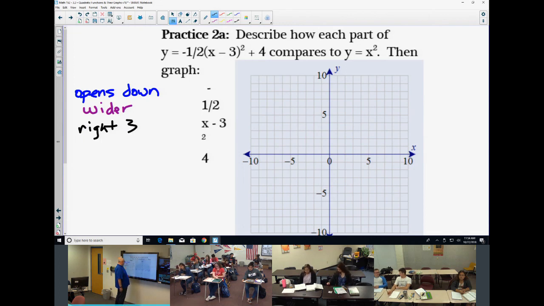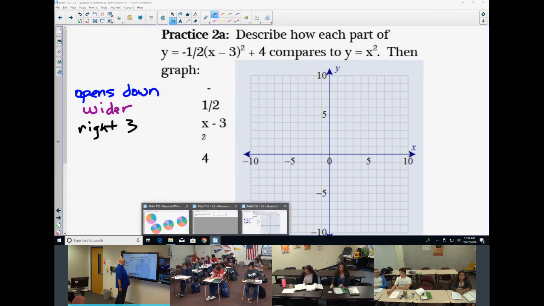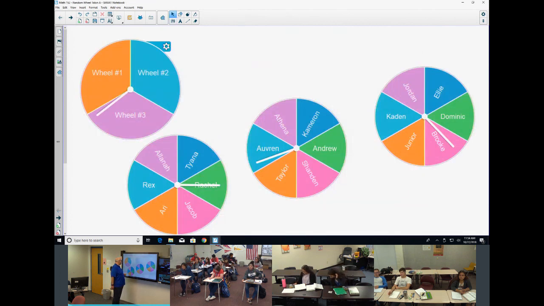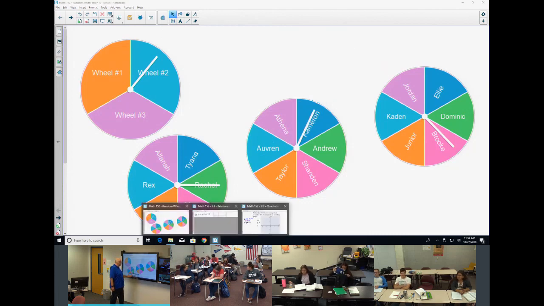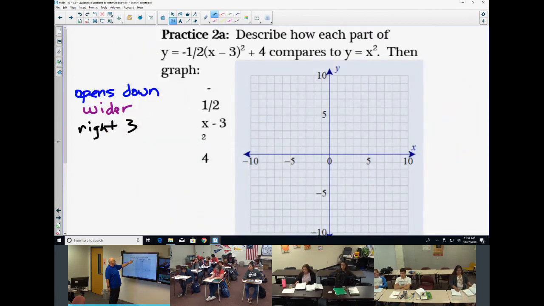Let's see, we're running out of time here. I don't know if we can get through it. All right, Cameron, what does the square do to the graph? It makes it a parabola. Okay, it's a quadratic. Sorry about stealing your thunder. So tell me, what does the +4 do then, Cameron?